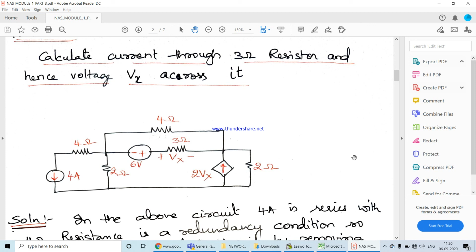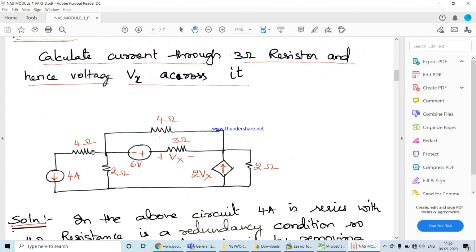Okay, so what is the redundant condition? You will never see a current source in series with a resistance, and you will never see a voltage source in parallel with a resistance. Those are the two redundant conditions we always come across. In this diagram, can you see the AND mark in my video? This current source in series with the resistance is the redundant condition which you need to remove.